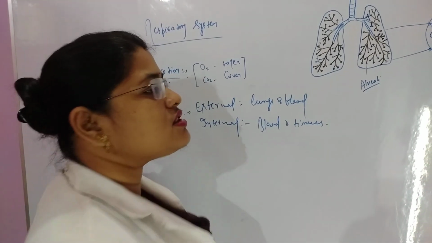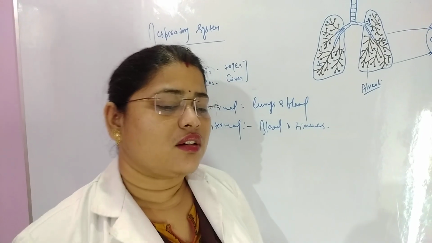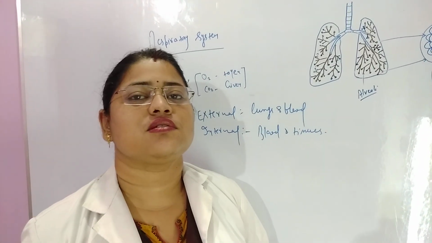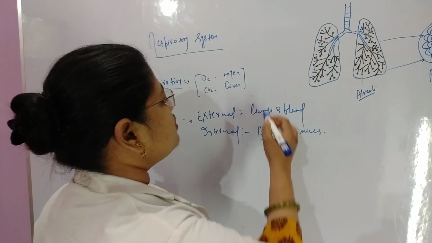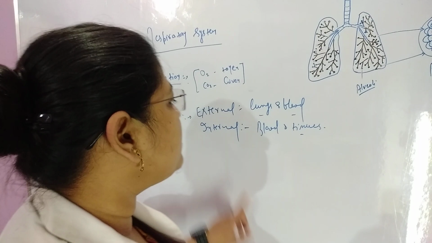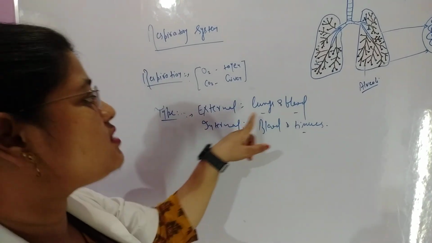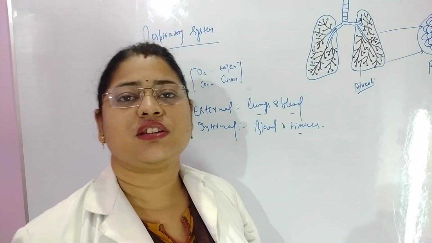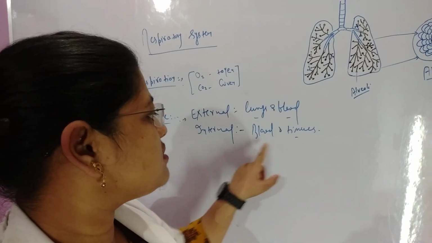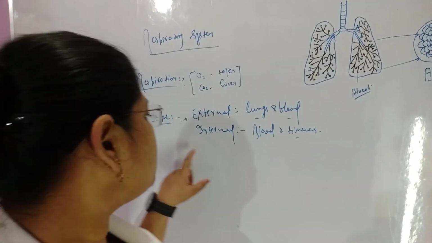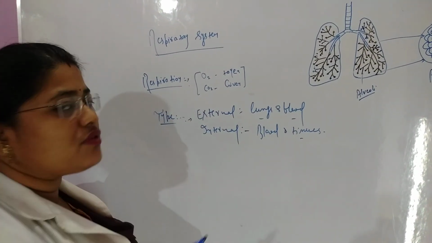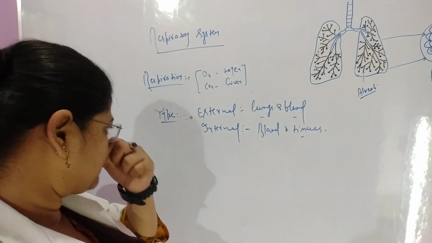So respiration is totally a process of gaseous exchange between lungs, blood and tissues. When gaseous exchange takes place between lungs and blood, it is external, and when gaseous exchange takes place between blood and tissues, it is internal. So this is about types of respiration.